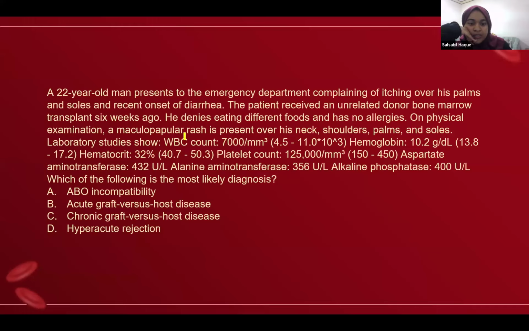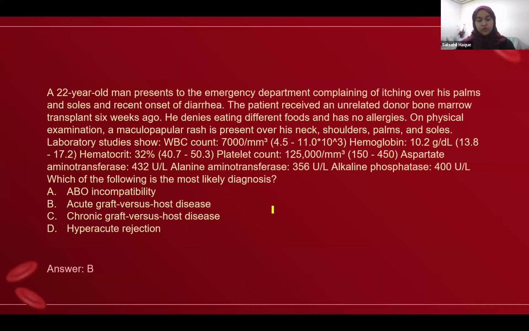WBC is low, hemoglobin is low, hematocrit is also low, platelet is low as well. Liver enzymes are high, so AST, ALT are high. Alkaline phosphatase is also high. Which of the following is the most likely diagnosis? As you guys mentioned, it is acute graft versus host disease.